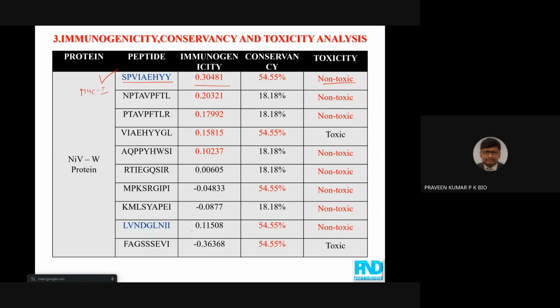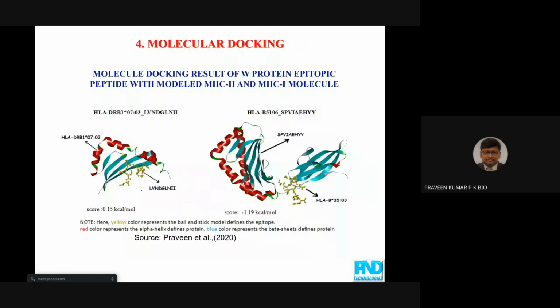And then I went with MHC2. In MHC2, I found two best epitopes. From that, to decide which is best, I screened once again based on immunogenicity. The higher the value, the better the immunogenic molecule, and it's of course non-toxic. So this is the next MHC2 molecule. These are the predicted epitopic peptides. After this, I went with molecular docking.